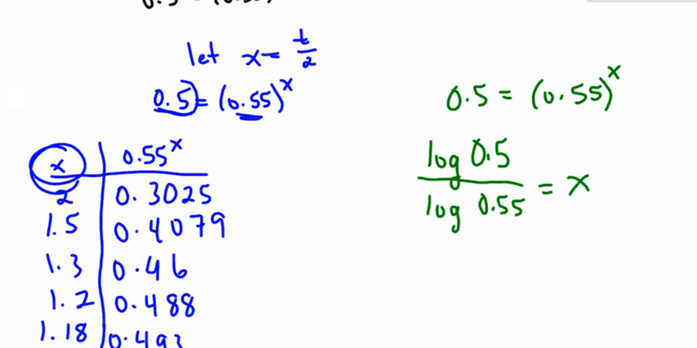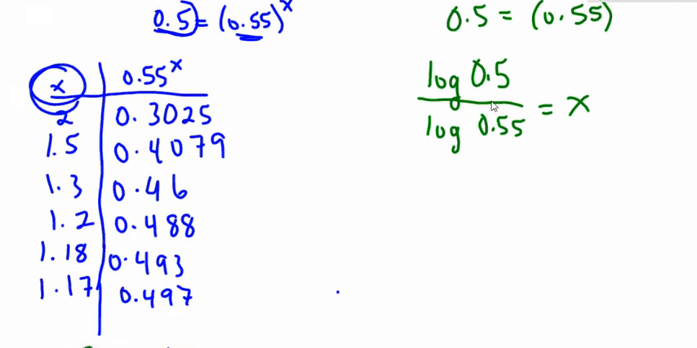Now you have to be careful to set it up properly. If I have a equals b to the x, then x would be log a over log b. The way I remember it is this number here is the base, right? Because an exponent is on a base. And so the base goes on the bottom. So it sort of just makes sense to me. B for base and bottom.